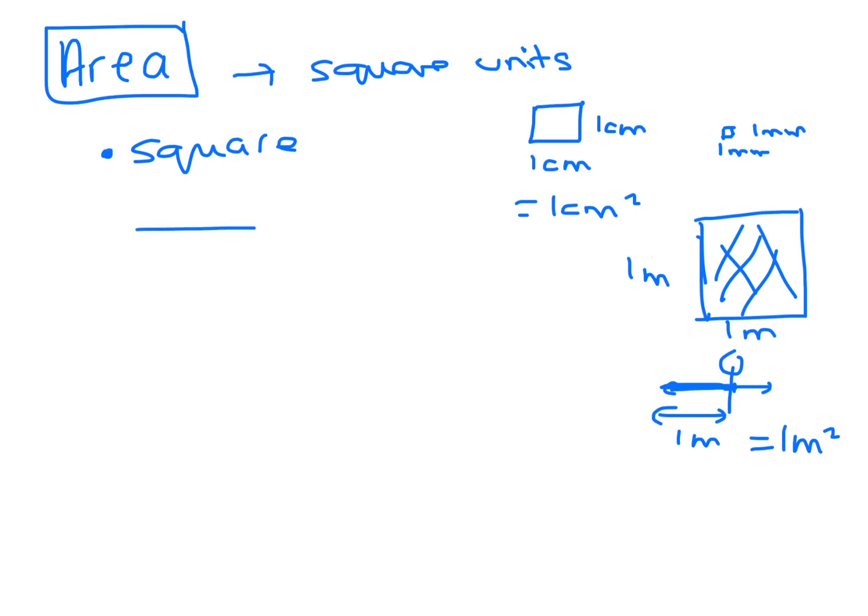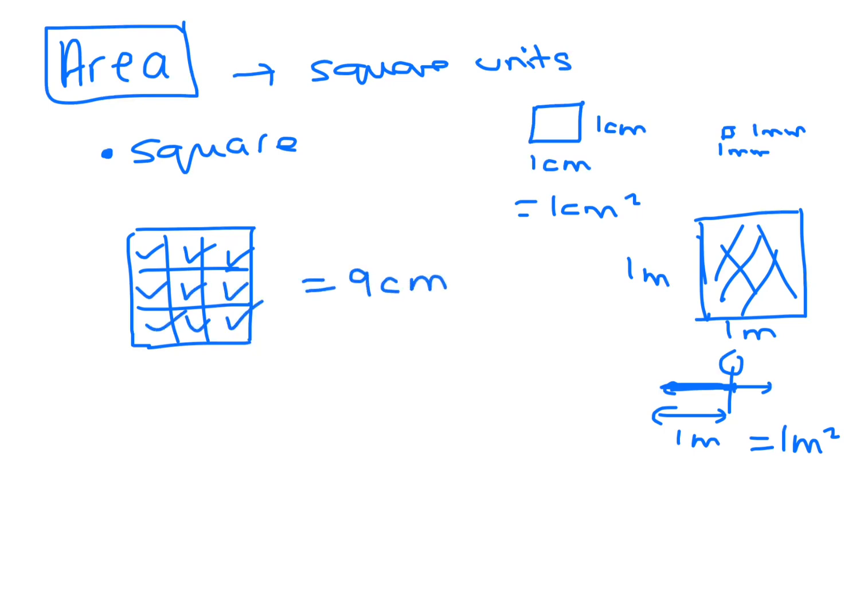So if we were measuring the area of a square, and we're looking at centimeters, it would be how many square centimeters there are. So if each of these is 1 square centimeter, then it'd be 1, 2, 3, 4, 5, 6, 7, 8, 9. So that would be 9 square centimeters.